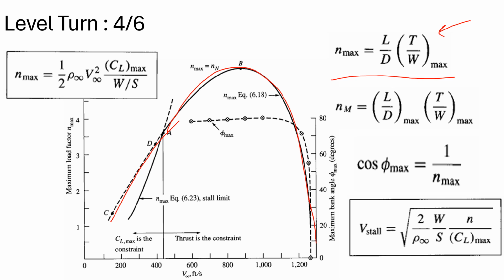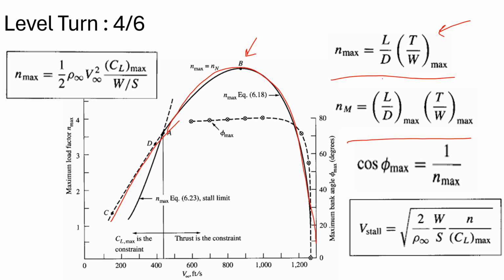Now if we know that L over D max occurs at a certain point, that point here is B. All right. This was the dip in your drag curve. So if you are at the dip in your drag curve, you get the maximum of maximum. All right. So you get the maximum n possible. That is when you're flying at your L over D max, which was the dip in your drag curve. And at that point, if you have the throttle at maximum, you can theoretically achieve the maximum load factor.